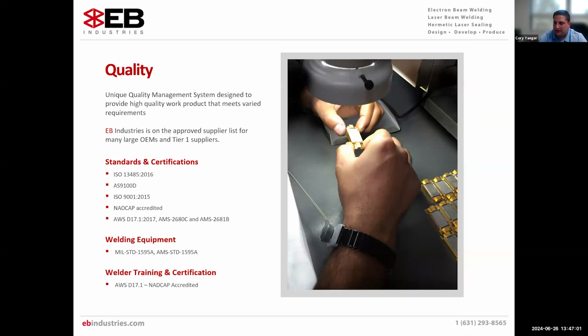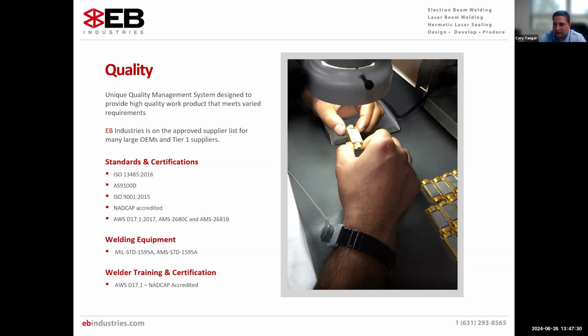For our quality, which is of course very important in our industries, we have a very unique quality management system that is designed to provide high quality work product that meets varied requirements by industries. EB Industries is on the approved supplier list for many large OEMs and tier 1 suppliers. We are certified to ISO 13485, AS 9100, ISO 9001. We are NADCAP accredited for electron beam welding, and we are able to electron beam weld to several certifications like AWS D17.1, AMS 2680, and AMS 2681.